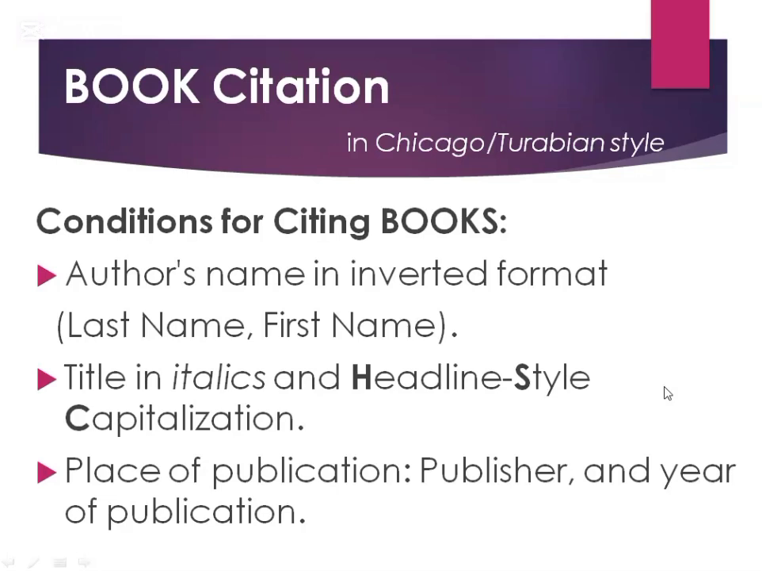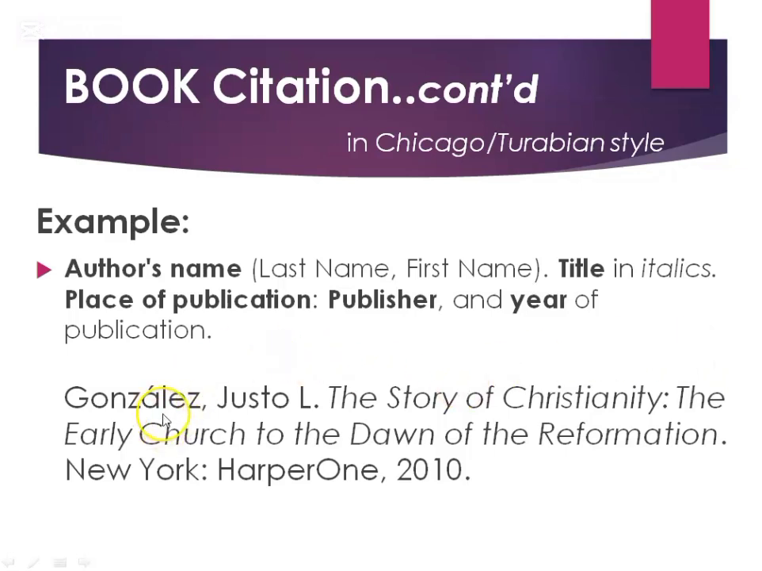Now, how do we cite a book? Just as we have in the example that is cited here. Gonzalez, Justo L. is the writer of this book, and the surname Gonzalez comes first, followed by a comma, and the first name Justo, and the other name L as an initial. Now, followed by the title of this book. As you can see, the title is written in italics, then followed by a colon. Then the early church to the dawn of the Reformation is also part of the title. That is why we have a colon here.